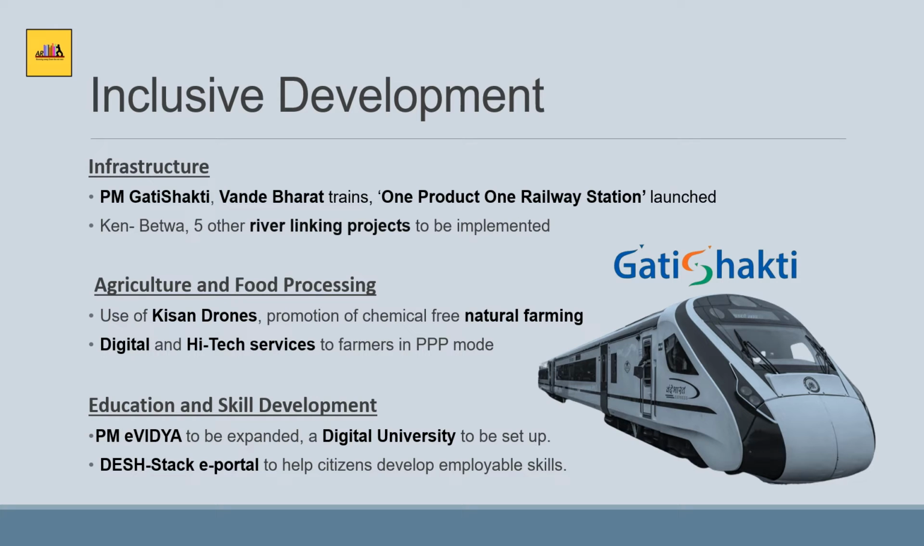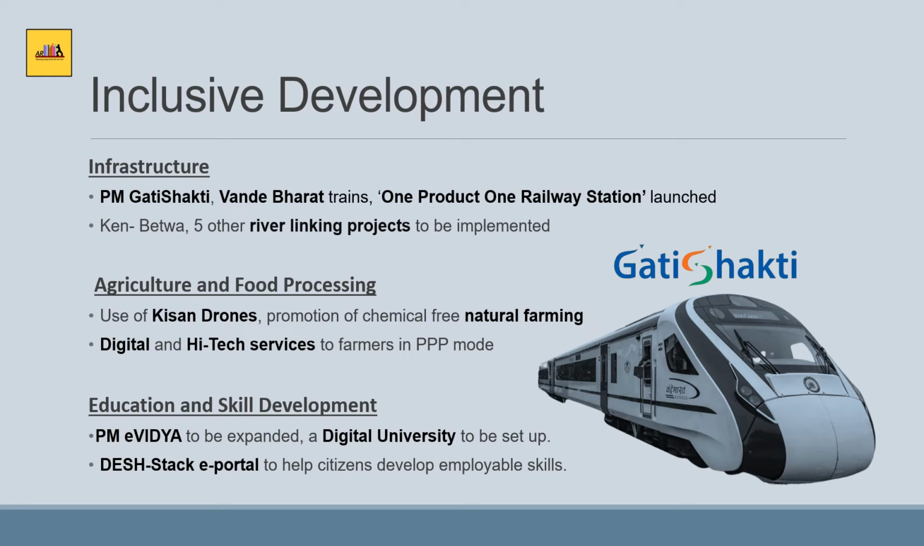Moreover, 400 new generation Vande Bharat trains will be manufactured in the next 3 years. Also, the One Product, One Railway Station initiative will be promoted. It will promote the supply chain of local products. Additionally, 6 river linking projects, including the Ken Betwa, will be implemented. In the agriculture sector, Kisan drones will be used for crop assessment and to aid farmers. Also, natural farming along the river banks of Ganga will be promoted on a pilot basis.